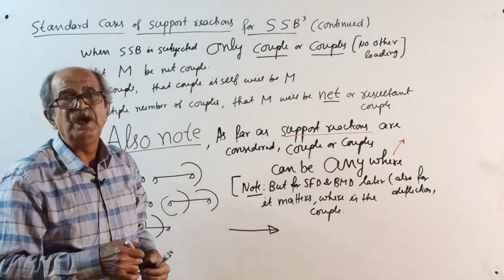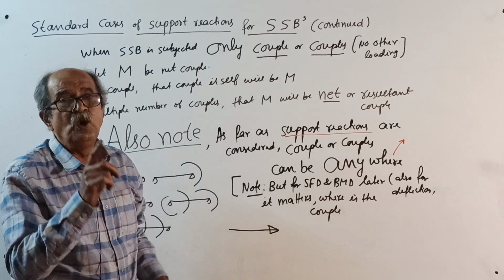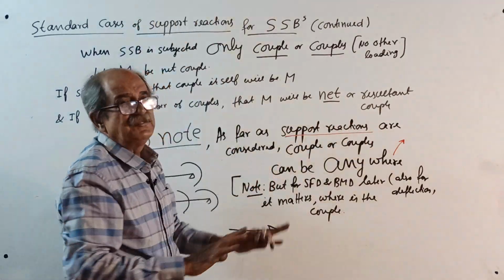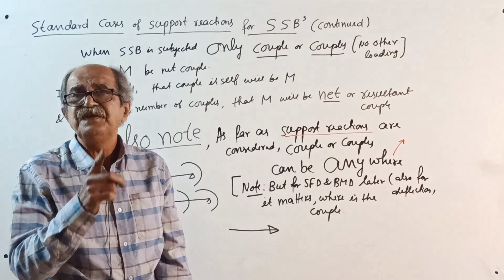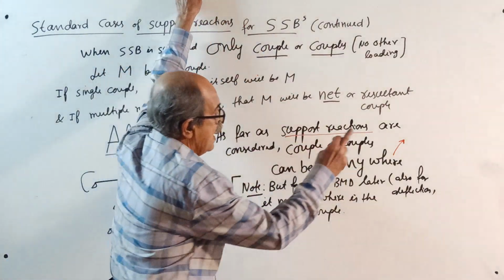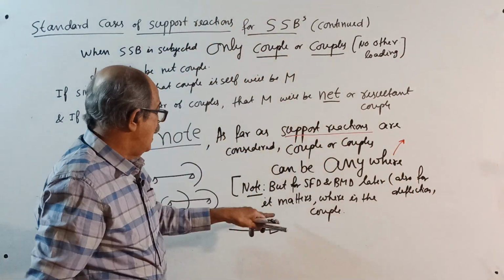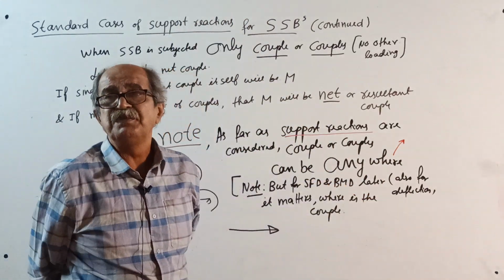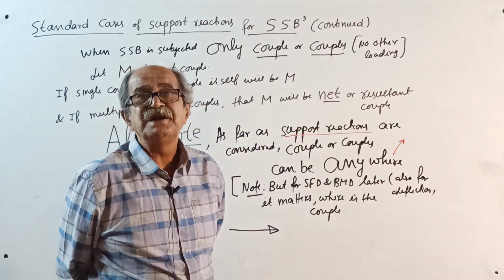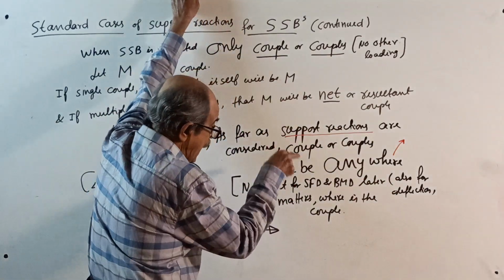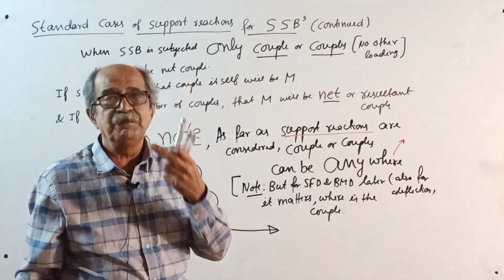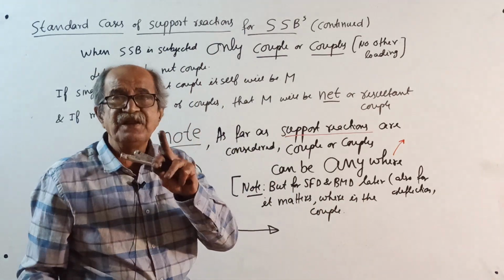It does not matter where the couple is, but remember, only for a couple. As far as support reactions are considered, it does not matter. Multiple couples means consider the single couple resultant. Note, but for SFD, BMD later, also for deflection, for the bending stress chapter, and for analysis of statically indeterminate structures, it matters where the couple is. Then you cannot say that wherever the couple is does not matter; that is wrong. It matters where the couple is.